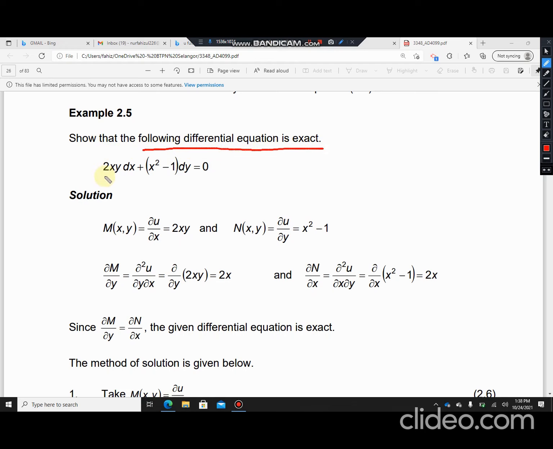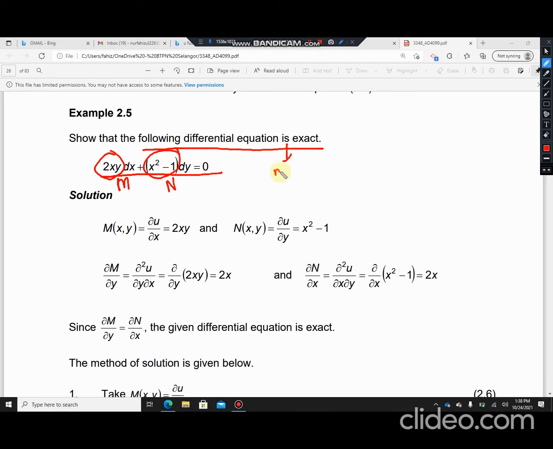Differential equation biasanya dia akan bagi dalam bentuk macam ni. Dia tak bagi dalam dy dx, tapi kalau dibagi dalam dy dx, awak boleh pecahkan. So 2xy dx plus x square minus 1 dy equals to 0. First we need to identify M. This one is M and this one is N. How you identify this one? Based on your general equation, kan?